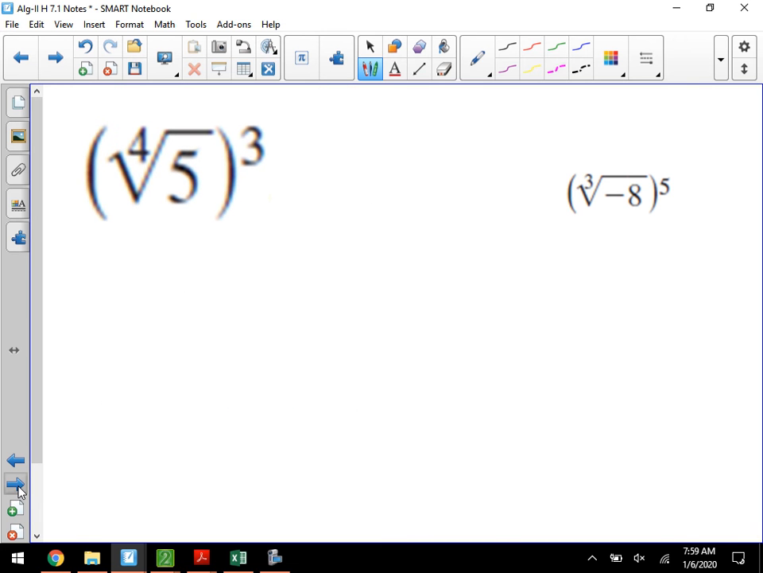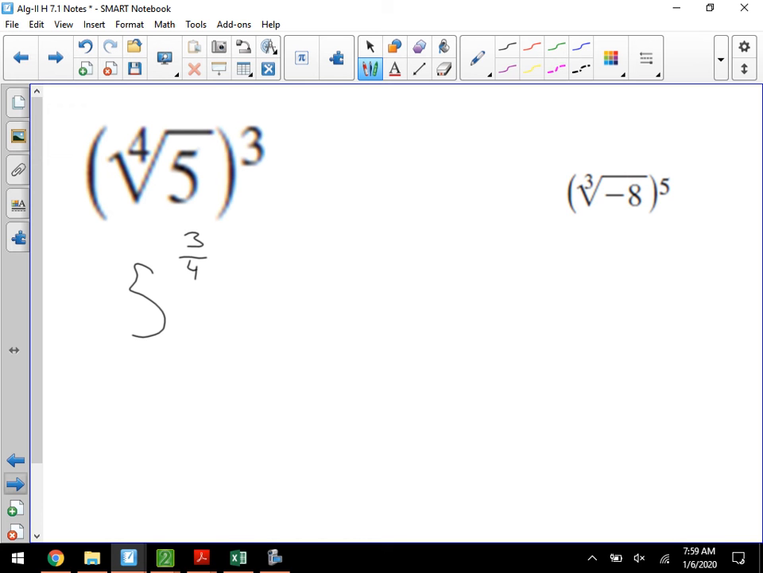All right, let's rewrite this as an exponent. What would that be as an exponent? 5 to the 3/4. Good. Remember, the nth root is the denominator. Whatever it's being raised to is the numerator. So the nth root is the denominator, so it's 5 to the 3/4. Okay, that's what that means.